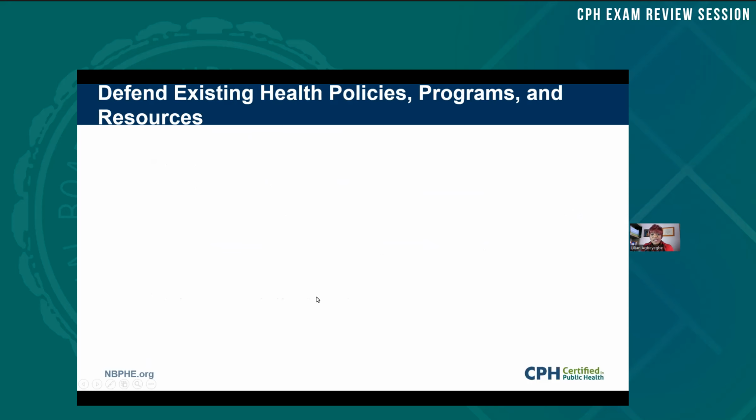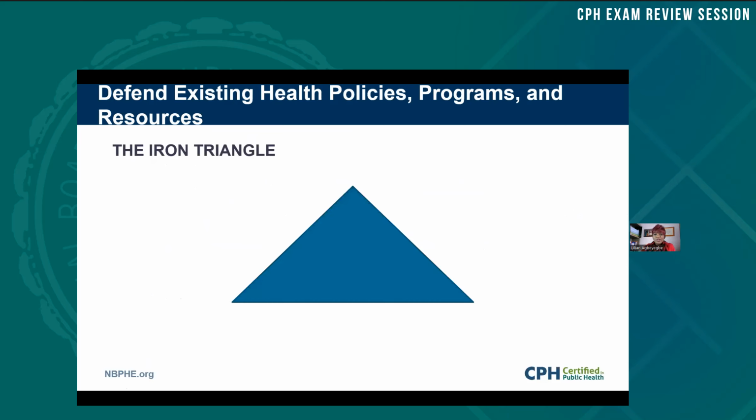In health policy, you also have to be able to defend existing health policies and program designs, and this is based on what the CPH and APHA call the iron triangle. There are three key factors for deciding how to evaluate health policies, programs, and resources. Does anybody want to give any idea about what the three main areas are that the iron triangle focuses on? Access, quality, and cost.